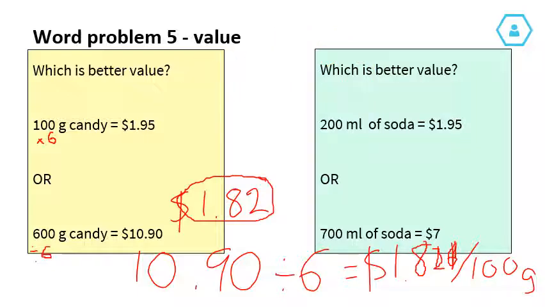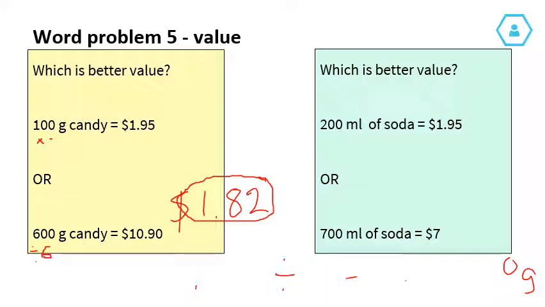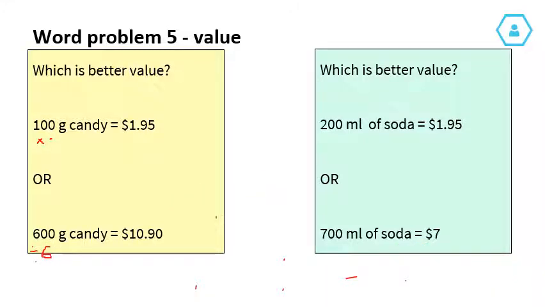So I'll rub all this out and we can try and have a go at this one here. Now this one's slightly more complicated. We've got 200 mils of soda and 700 mils of soda. So what we want to figure out, an easy way to do this is to go, well, let's make it per 100 mils.